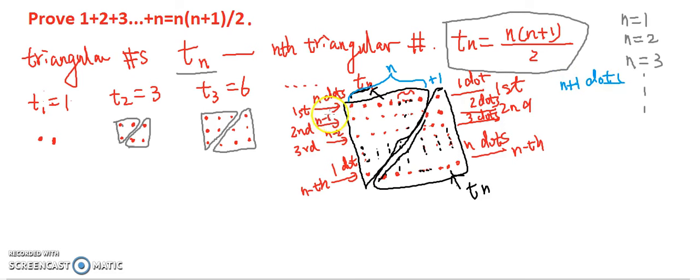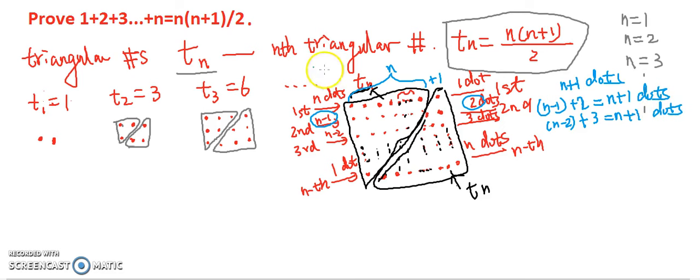And in the second row, you add n minus 1 plus 2. What's n minus 1 plus 2? It's n minus 1 dots in the first triangular number plus 2 in the second triangular number. Simplify that, and you still get n plus 1 dots. Similarly, the third row has n minus 2 dots in the first triangle and 3 dots in the second triangle. You still get n plus 1 dots. So every row has n plus 1 dots, but how many rows do we have? We have 1, 2, 3, dot dot dot, n rows.